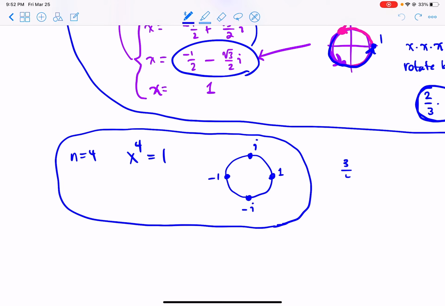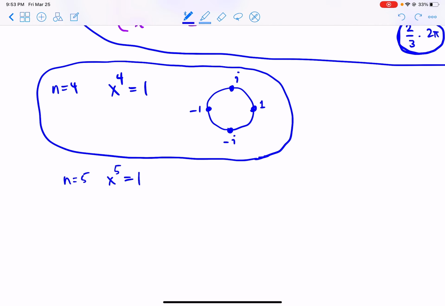So anyway, let's do n equals 5. What are the solutions to x to the 5th equals 1? Okay, that's a terrible circle. So if I go 1, then 1 times 1 times 1 times 1 times 1 is in fact 1. So that works. So this is a solution. Let's do another one.